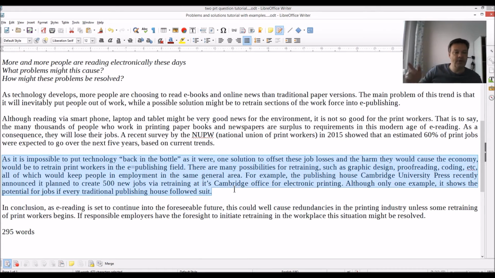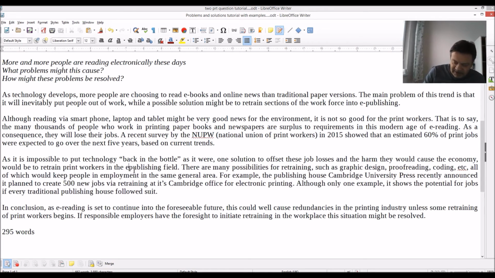As it is impossible to put technology back in the bottle, as it were, one solution to offset these job losses and the harm they would cause the economy would be to retrain print workers in the e-publishing field. Let me just make that. There we go. In the electronic publishing field, there are many possibilities for retraining, such as graphic design, proofreading, coding, etc. All of which would keep people in employment in the same general area.